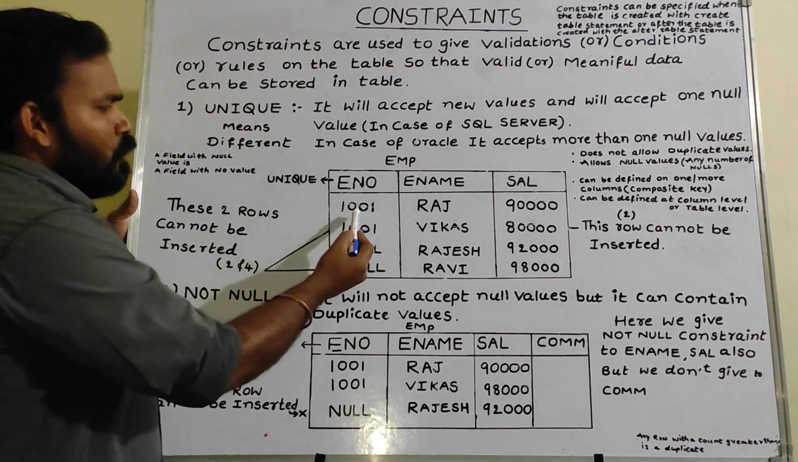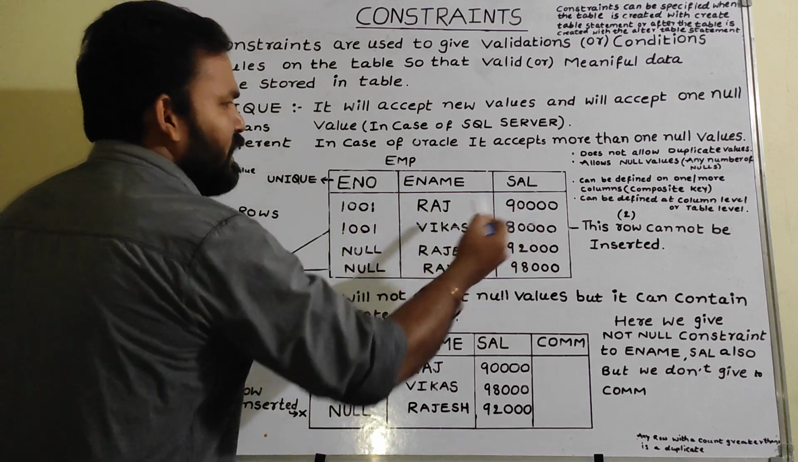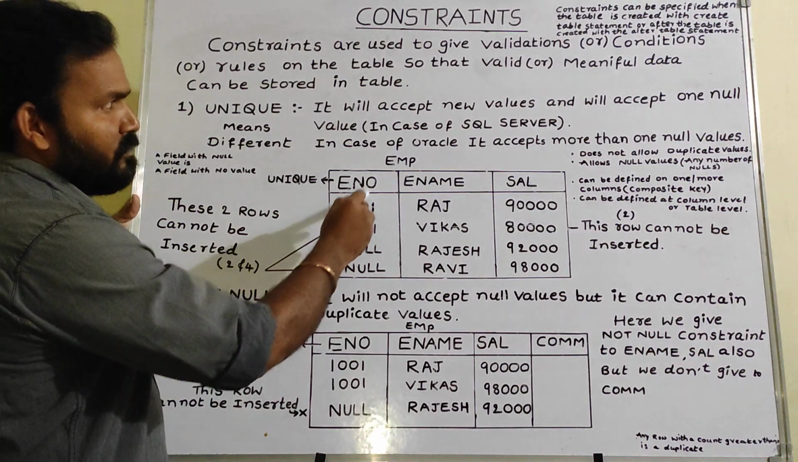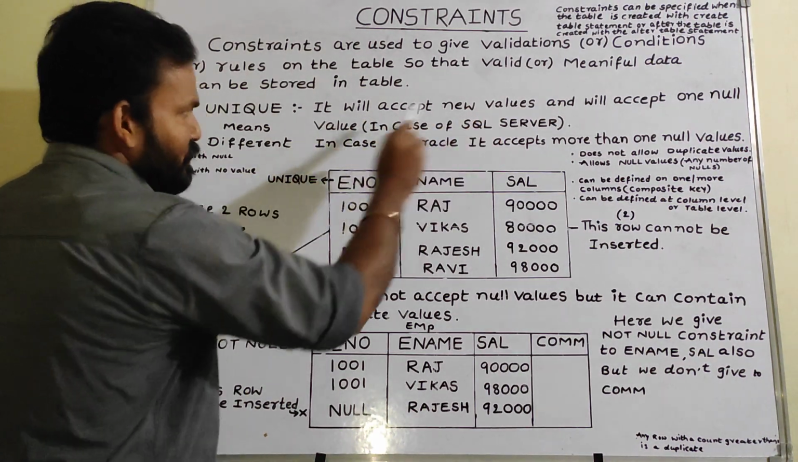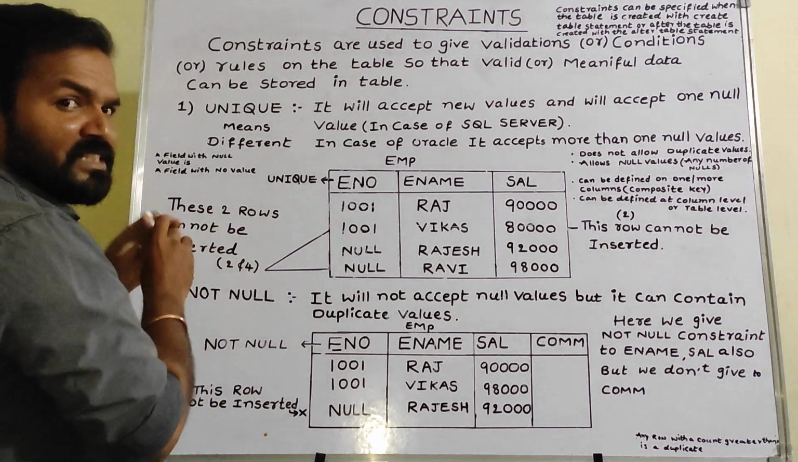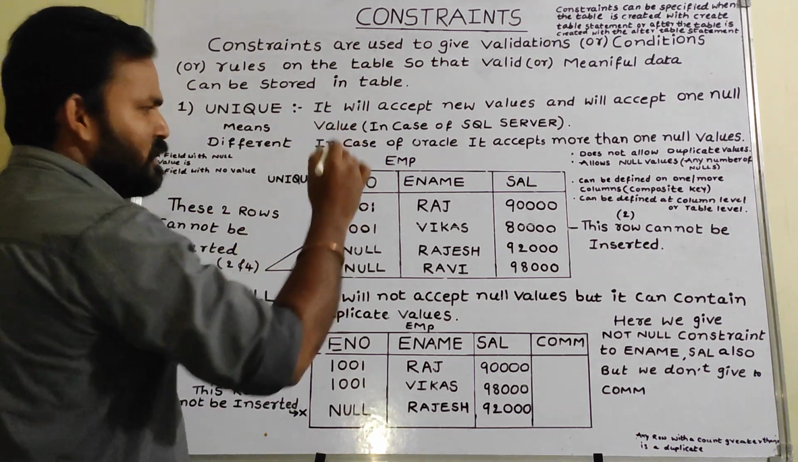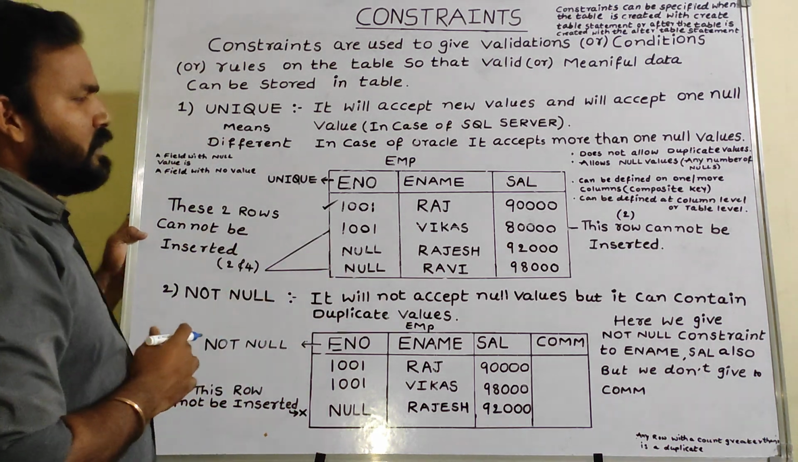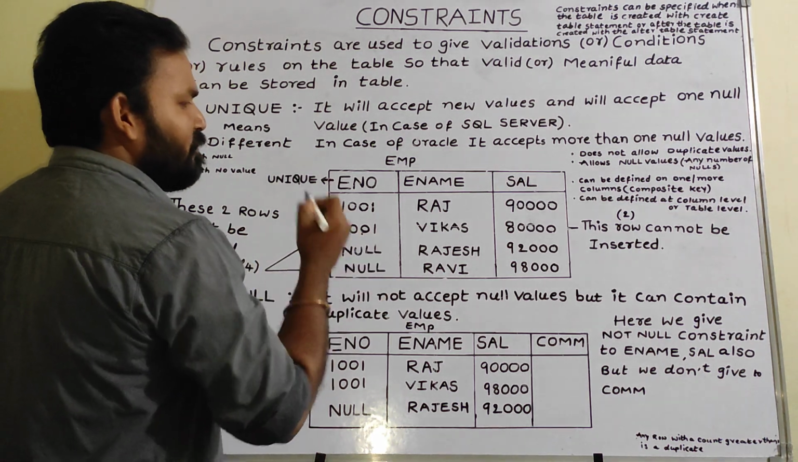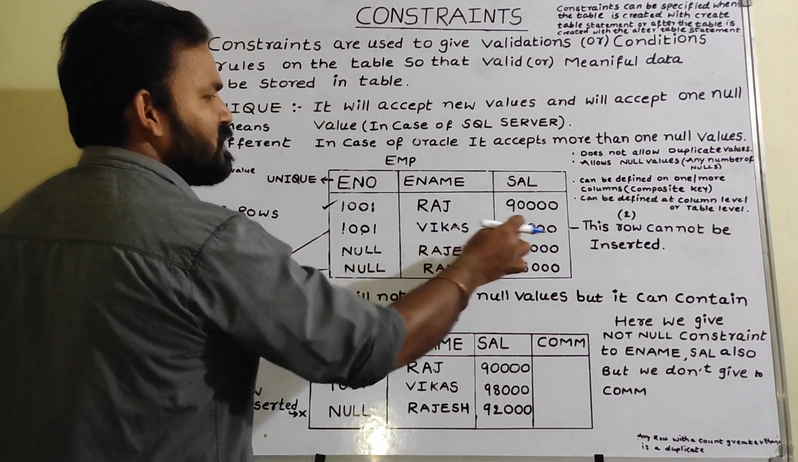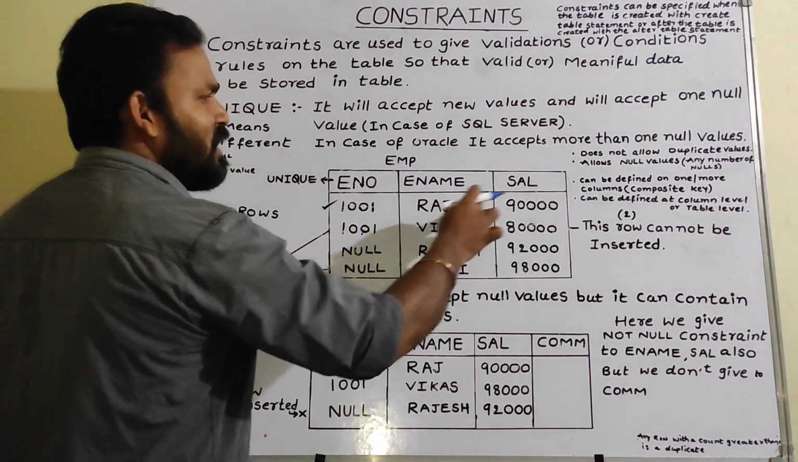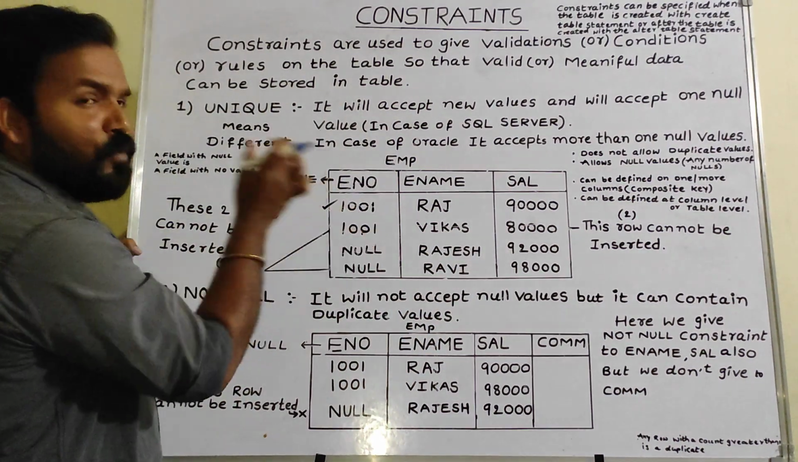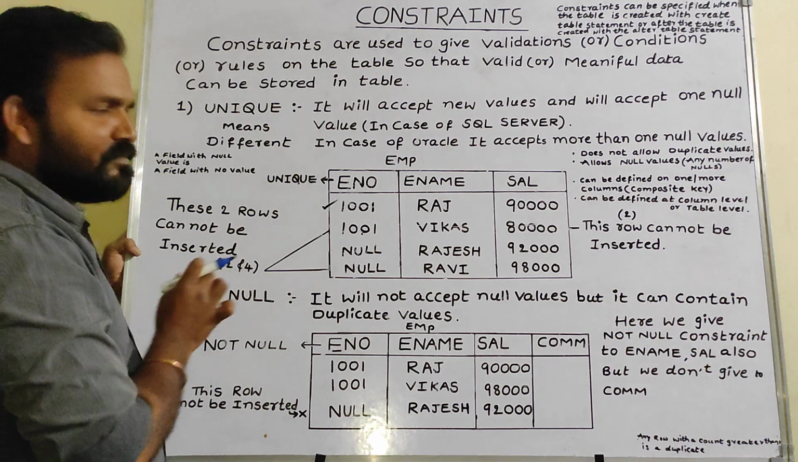See here, 1001 Raj 90,000, a new value. Yes, unique constraint will accept new values. 1001, new value accepted. This row can be inserted. New value, different value.